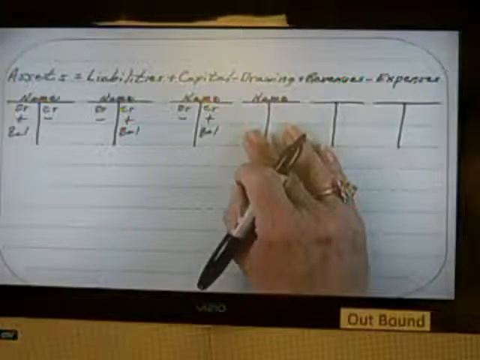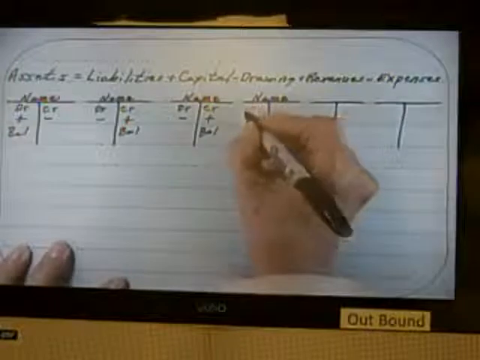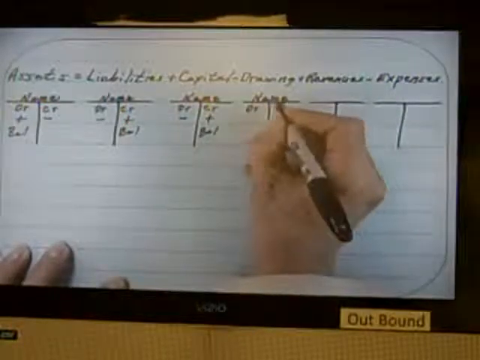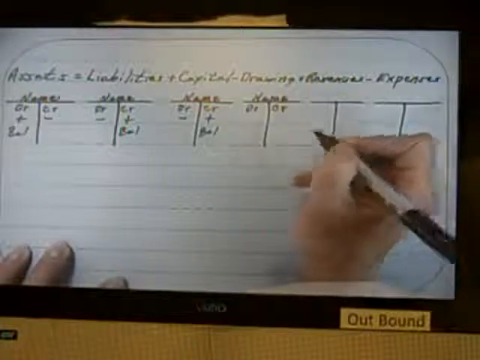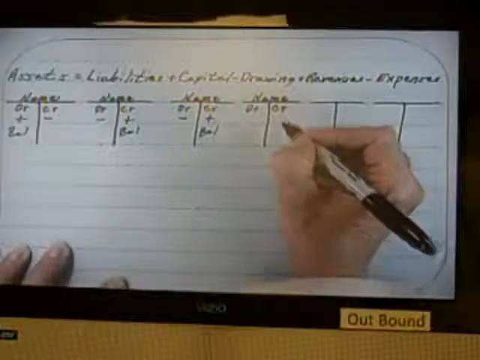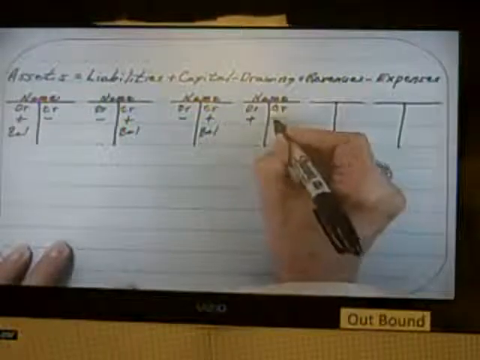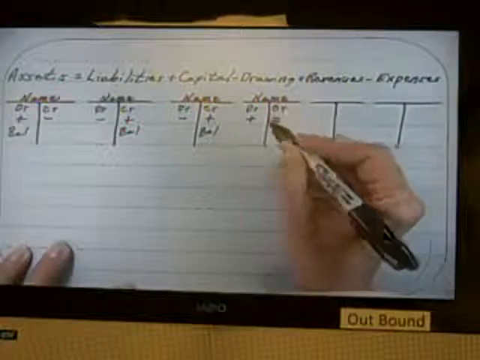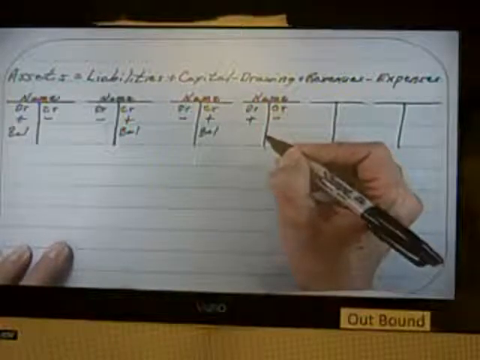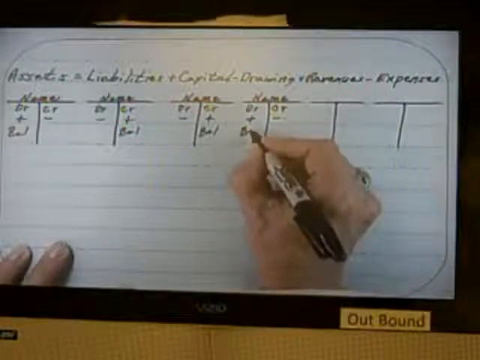In addition to the name, every drawing account has a left side, which is the debit side. It has a right side, which is the credit side. But with drawing, the increased side is the debit side, and the decreased side is the credit side. So if the increased side is the balance side, then drawing should have a debit balance.